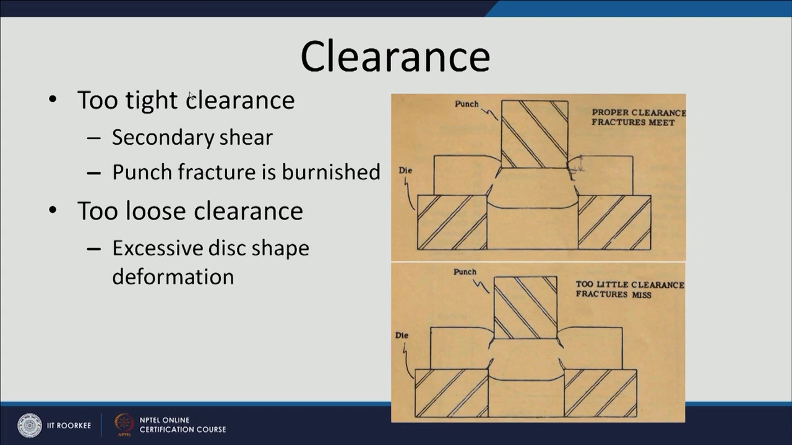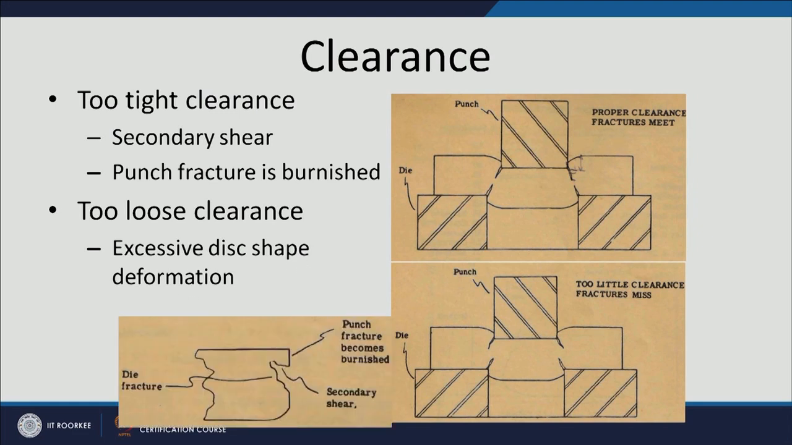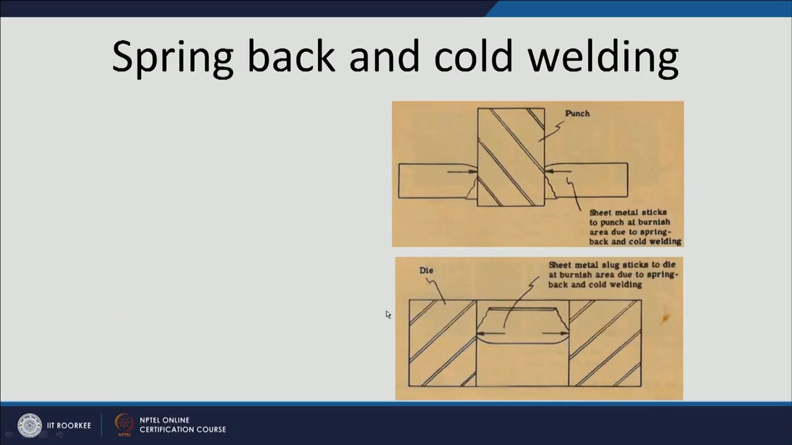When the clearance is tight, it leads to secondary shear, where the cracks grow from both sides but do not meet at the center. This leads to very rough and rugged surfaces. When the clearance is too loose, meaning the gap is too wide and not optimum, it leads to more disc-shaped deformation, which is also not the required one. This produces a secondary shear edge which is rougher compared to the roughness produced when the clearance is optimum.